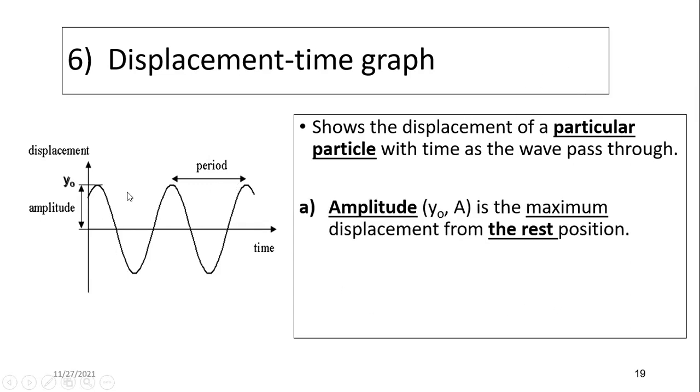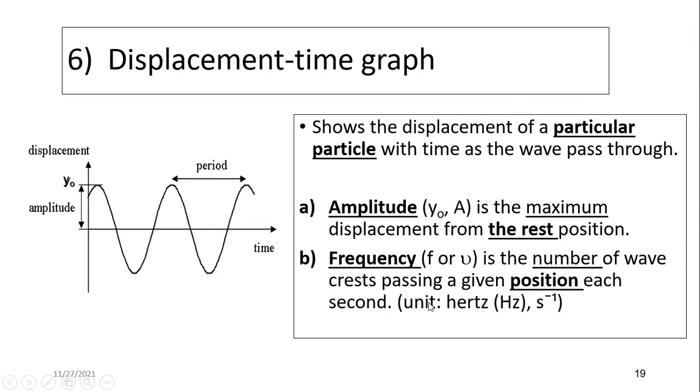Right? Same, the amplitude is the same. Y naught or A naught, the maximum displacement from the rest position. That is the rest position. Frequency, right? From this displacement-time graph, we have frequency. There is a Greek alphabet, no. That's your f. Frequency is the number of wave crests passing a given position each second. That means we can stand at that position, we count the number of complete wavelengths or complete waves passing through, then the number per second is your frequency. It is measured in hertz or per second.